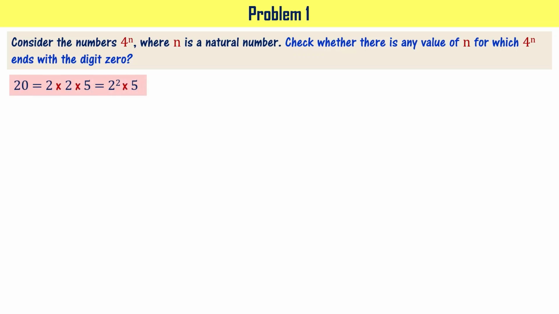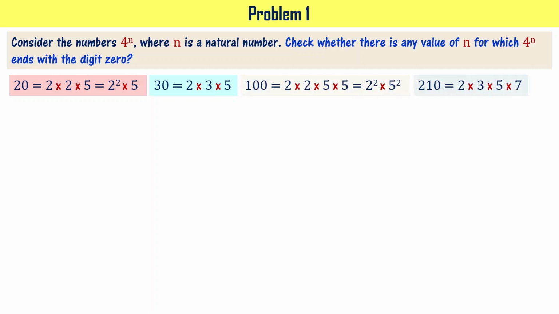Prior to doing that, let's try to understand the concept behind this. 20 can be written as 2 times 2 times 5, that is equal to 2 square times 5. 30 can be written as 2 times 3 times 5. 100 can be written as 2 square times 5 square. And 210 can be written as 2 times 3 times 5 times 7. If you observe all this, all the numbers we have given are 20, 30, 100, 210.